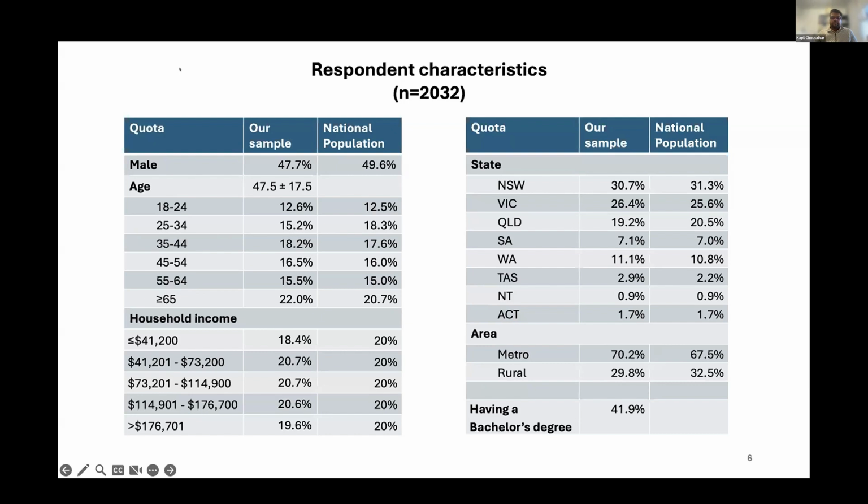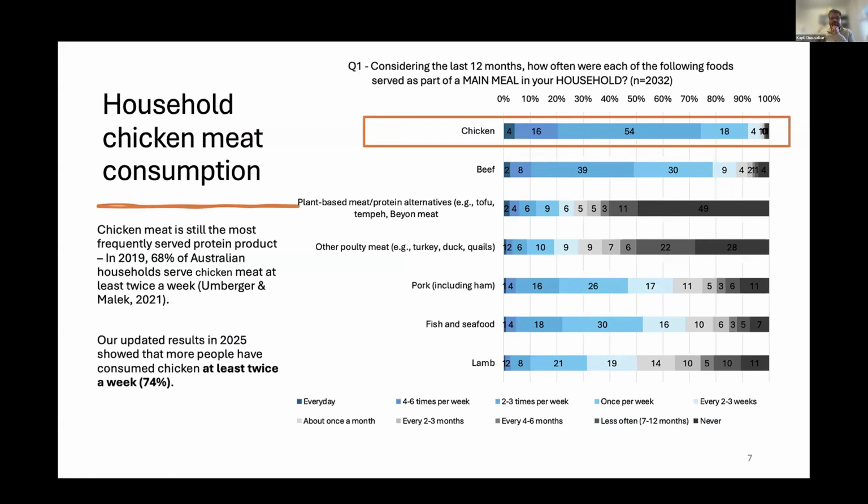Here's the spread on the right hand side of the slide in the table. What you can see is the proportion of our sample representative of the national population from various states, and then the areas comparing metro versus rural. Although we completed the survey a few weeks ago, we are yet to complete the full analysis of the results. One of the aspects we would like to see is how the findings and consumers' attitudes and preferences vary between metro and rural areas. There was also a question around the educational qualification of participants, just to get an understanding of the level of knowledge people have, or their background educational qualification.